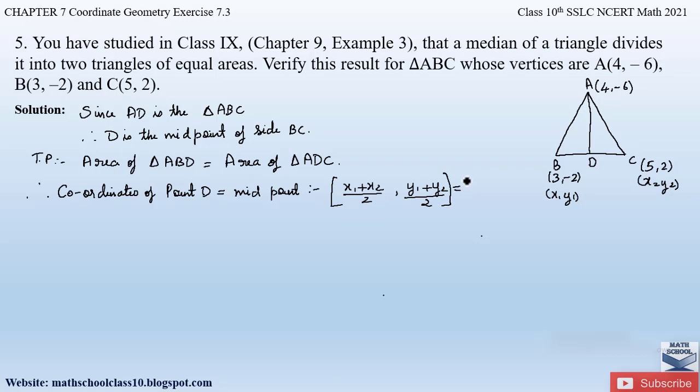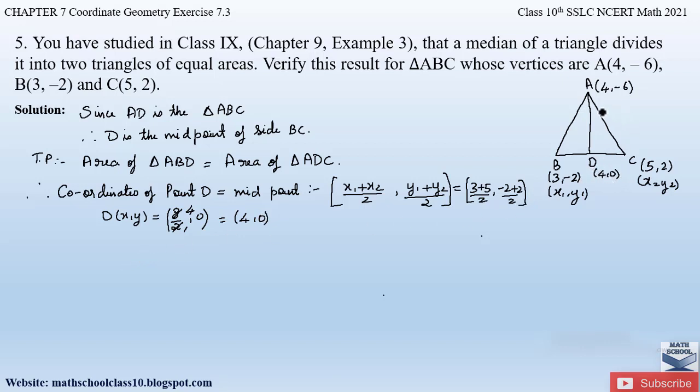What is the x1 value? It is 3, plus x2, which is 5, divided by 2. And y1 is -2, y2 is +2, divided by 2. So the coordinates of point D will be (5 + 3)/2 = 8/2, and -2 + 2 will be 0, and 0 divided by 2 is 0. So again we can cancel here, 2 one times, 2 four times. Therefore the coordinates of point D are (4, 0). So let us write down here (4, 0).